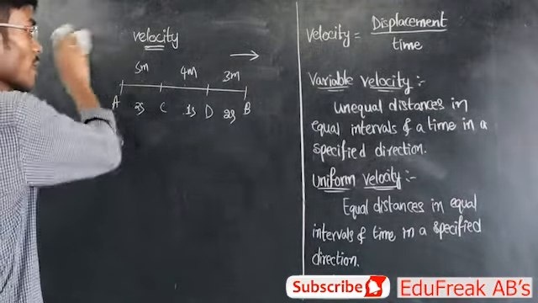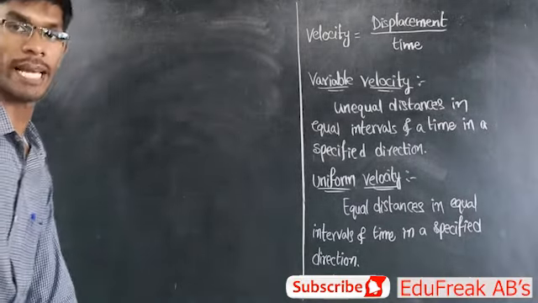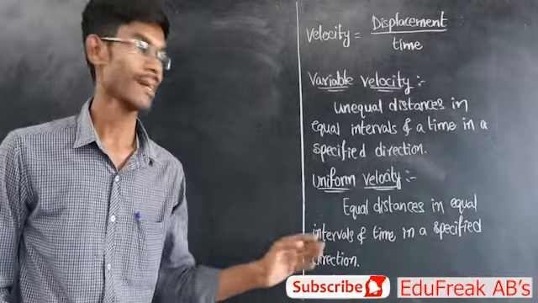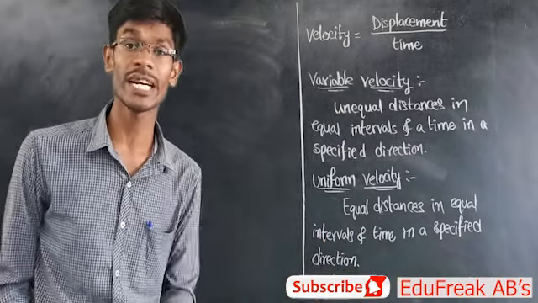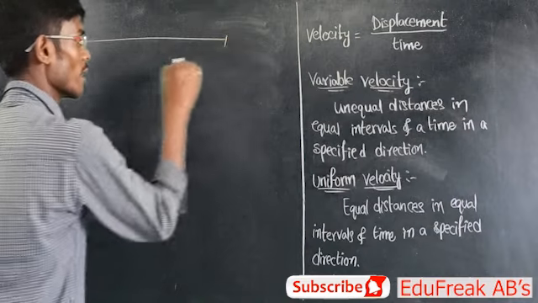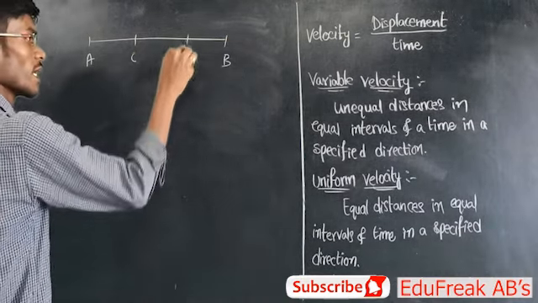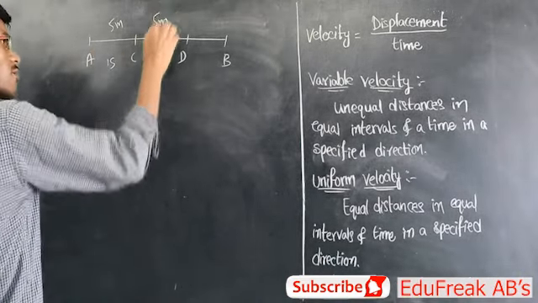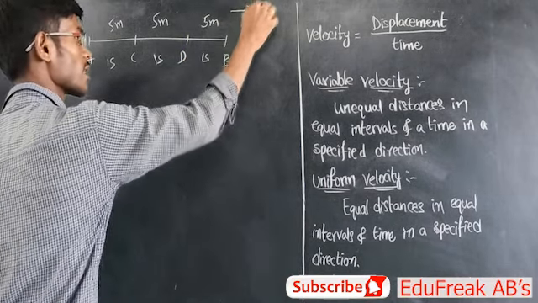Uniform velocity: if an object is covering equal displacements in equal intervals of time, then it will be represented as uniform velocity. Or, equal distances in equal intervals of time in a specified direction is known as uniform velocity. Observe here, an object is traveling from A to C and C to D, 5 meters in 1 second, 5 meters in 1 second, 5 meters in 1 second towards the east direction.